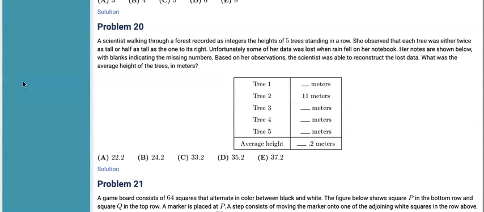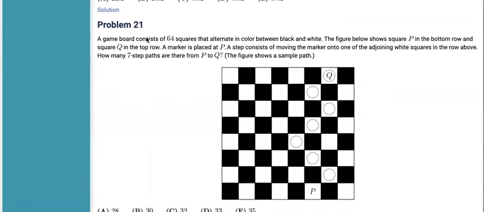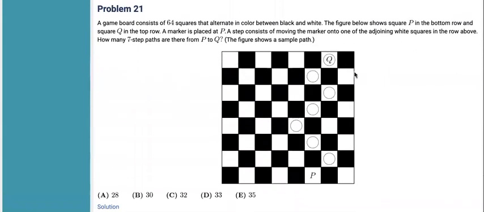6 plus 5, 11 times 11, 121. 121 divided by 5. Yeah, it's got to be right. Okay, answer is B. Average height of the tree in meters shall be B. Let me just check these are in meters. Yep. Okay. Problem 21, game board 64 squares alternate in color between black and white.